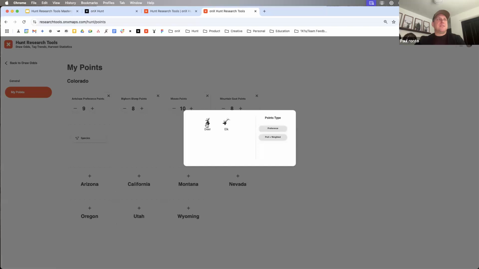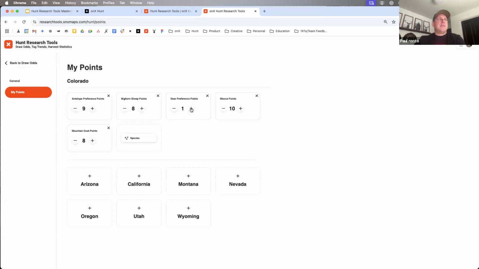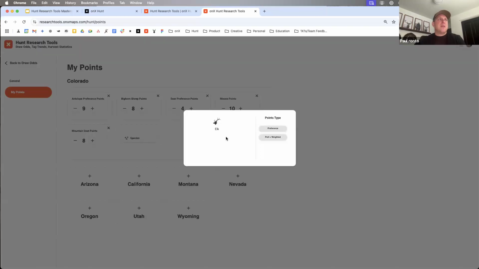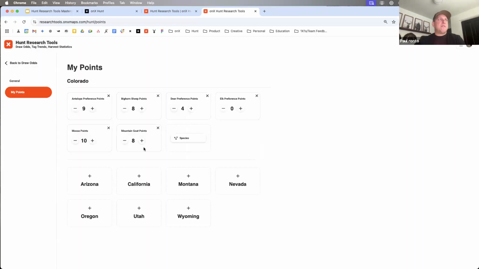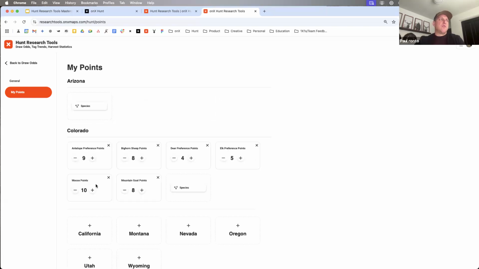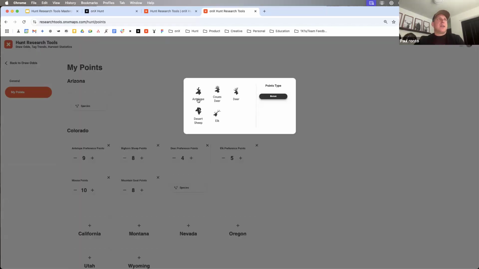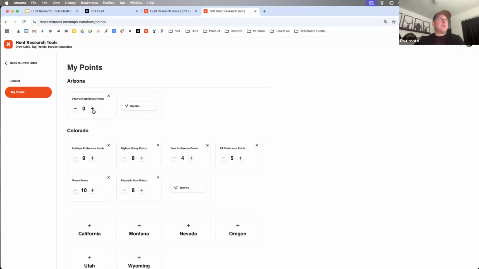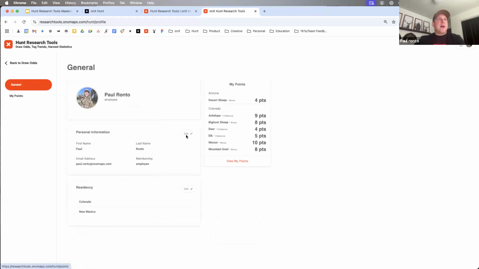I can add another species here. Let's set deer, preference point, and now we can add, let's say I've got 4 deer points. I don't have any elk points right now, but just for example's sake, let's say I had 6. And you can do this for all the states that we have in the tool that currently allow points. So let's say Arizona, I can add desert sheep. So now I got my points set. I can go back to my profile and you'll see all those points have been saved.